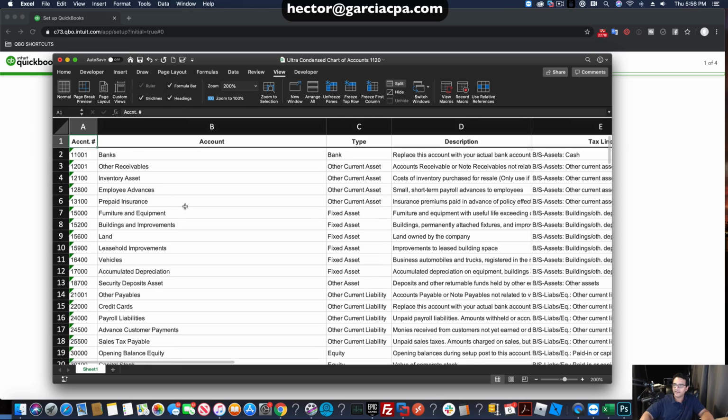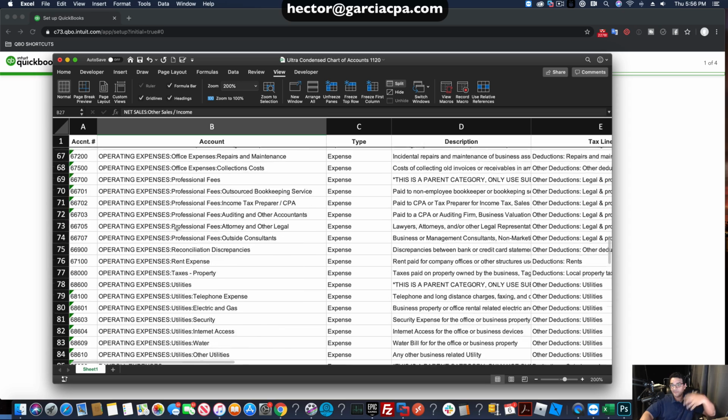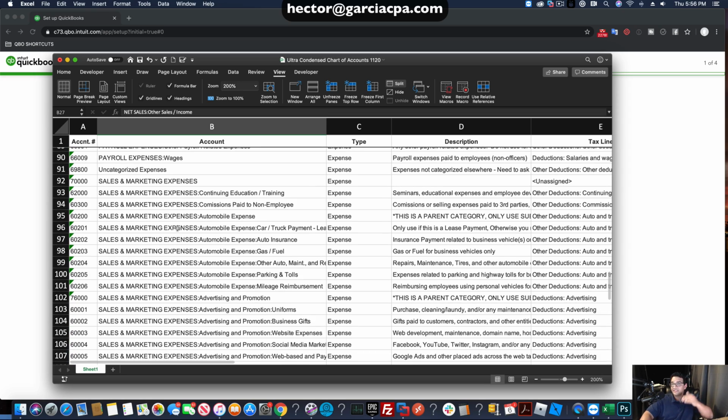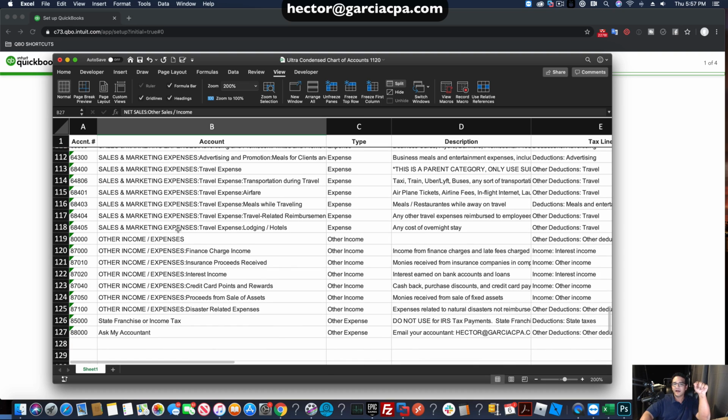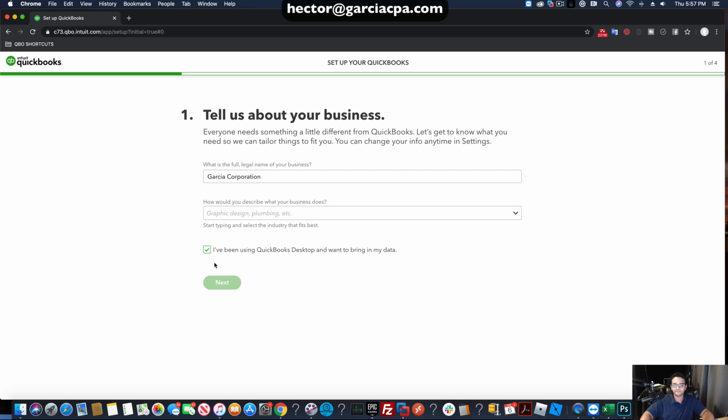This is the spreadsheet that I have, which I pre-created a whole set of chart of accounts, like sort of my own standard chart of accounts, which has a specific structure that I want and the specific account numbers that I like to use with my clients. So I'm going to import this. So I'm going to go ahead and click on next.